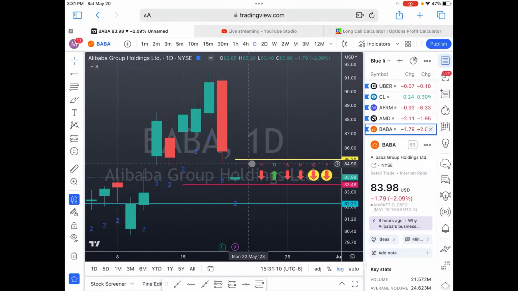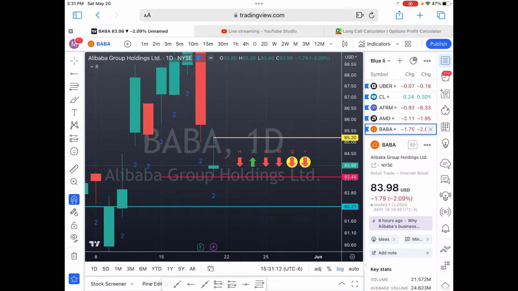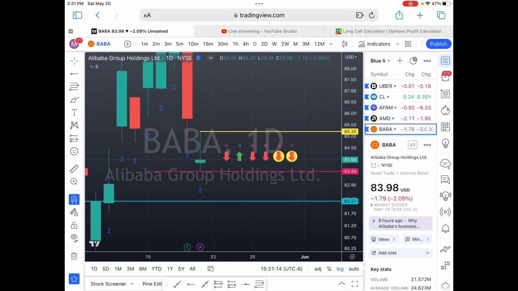Alibaba. So Alibaba, we get into a little bit of, not a tough situation, but there's a little bit of, call it tug of war. So we have a 2 down that finished green, but we also have a shooter candle. So we can look for this to trend up, but we do have a shooter candle, which is a bearish pattern. We also on the weekly, and we are closer to going 2 down on the week than we are 2 up on the day.